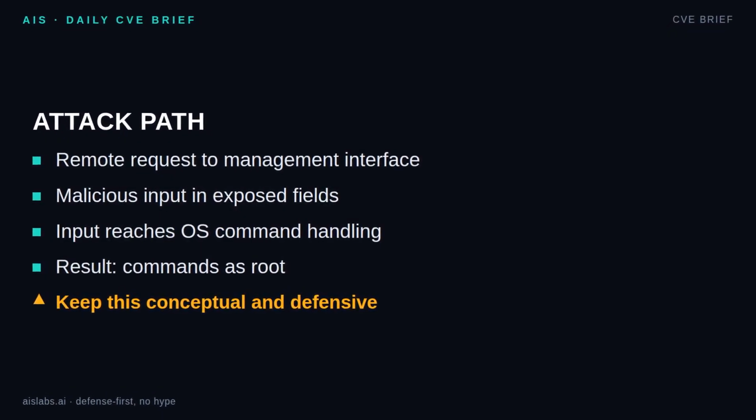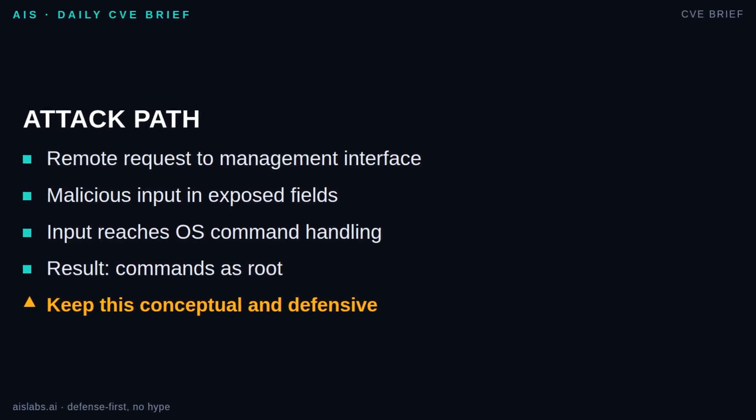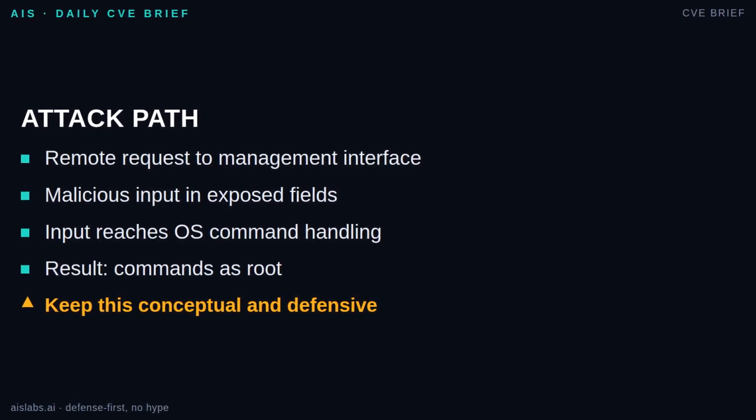Conceptually, the attack path is straightforward, which is why defenders should treat it seriously. The vulnerable component is the /boafrm formWsc interface, and the NVD description identifies specific fields that can carry malicious command content. A remote attacker does not need prior privileges, according to the CVSS vector. The risk appears when that remote input crosses a trust boundary, from a web-facing or network-reachable form field into logic that invokes operating system commands.